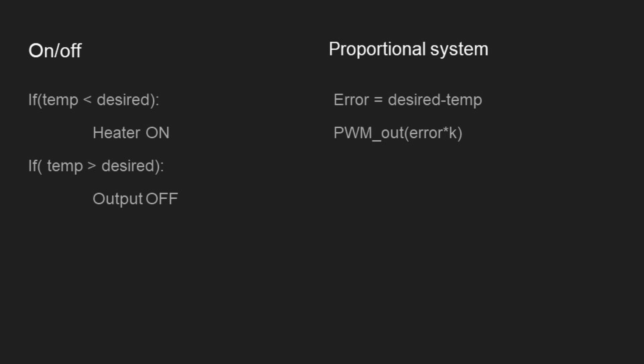With the proportional system, you would have the error measured between the desired temperature and the actual temperature, and then you would have the PWM output as this error times a constant. So this would ensure that if you have a large error, then it would be putting out more PWM signal. If you have a small error, then it would be putting out a smaller PWM signal.